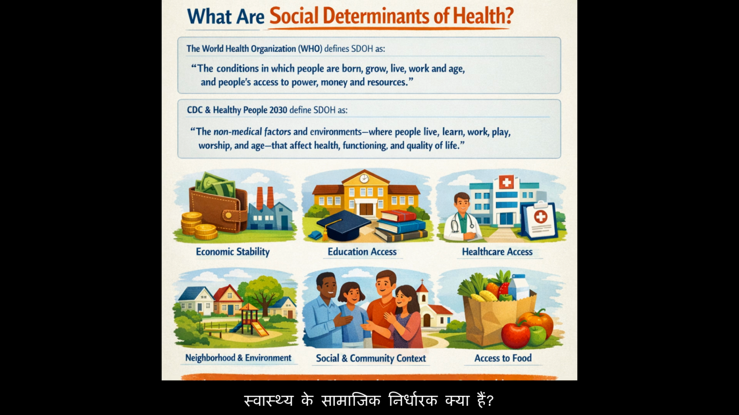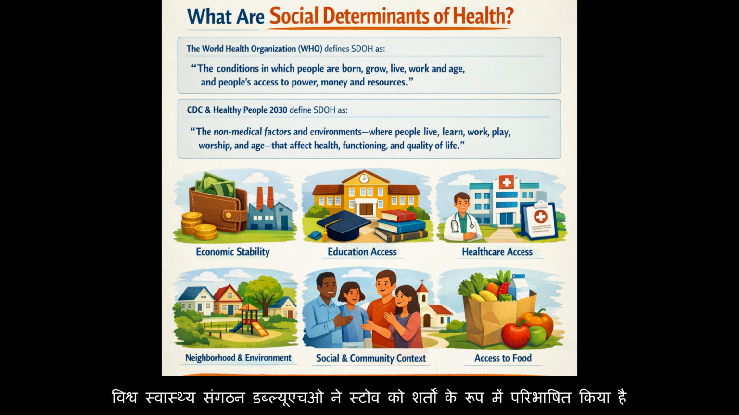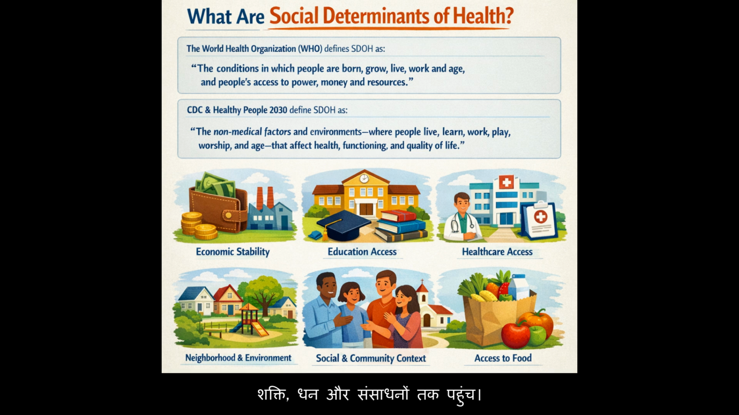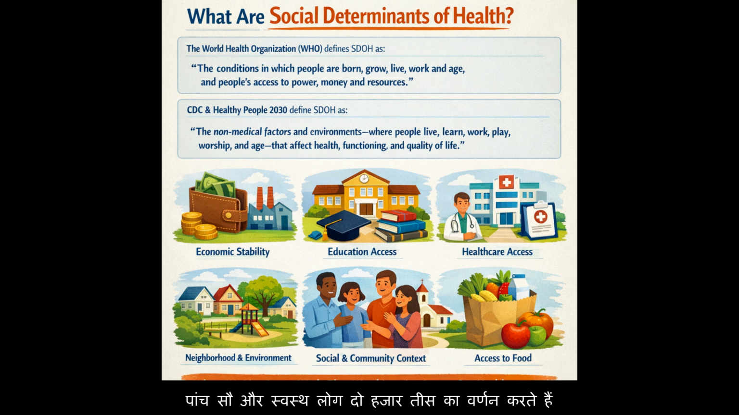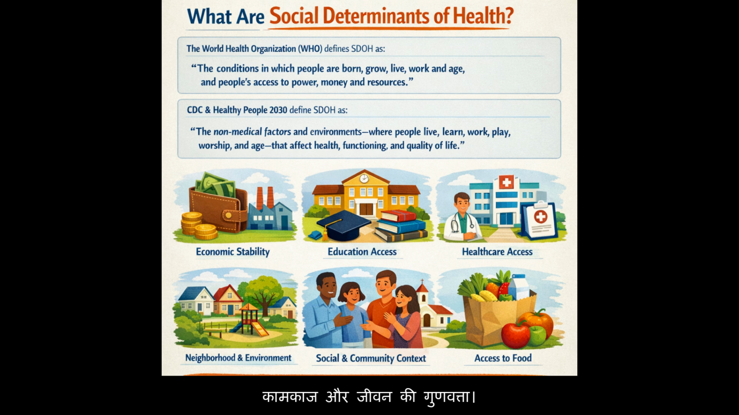1. What are social determinants of health? SDOH definition. The World Health Organization, WHO, defines SDOH as the conditions in which people are born, grow, live, work, and age, and people's access to power, money, and resources. Healthy People 2030 describes SDOH as the non-medical factors and environments where people live, learn, work, play, worship, and age that affect health, functioning, and quality of life.